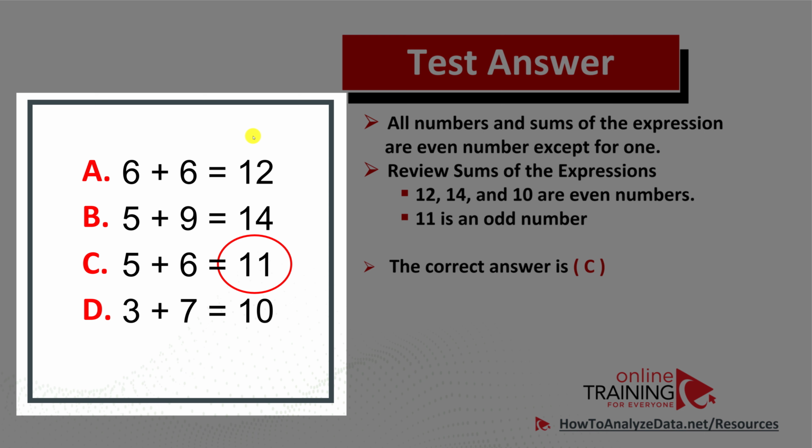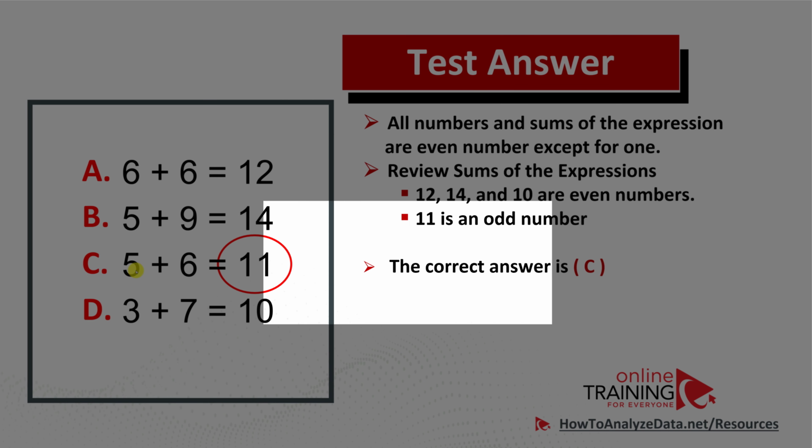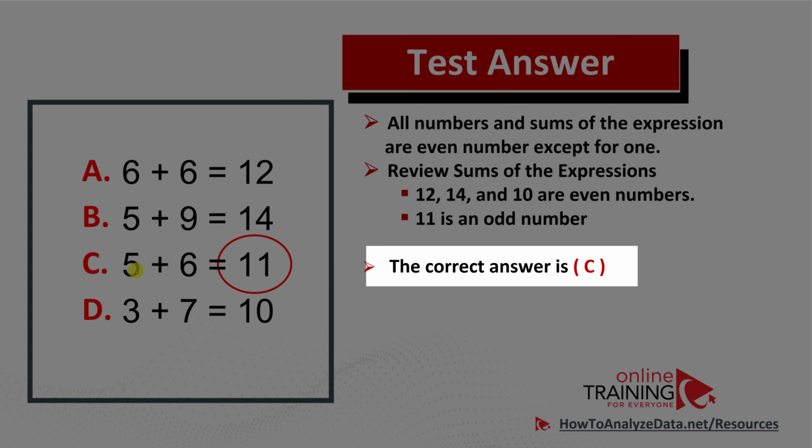First, let's look on the right side of the expression. You see that the 12, 14, and 10 are all even numbers, and 11 is the odd number, so that should give you some clues. If you look on the left side of the expression, you see that 6 plus 6 is the combination of even numbers, and you see that 5 plus 9 and 3 plus 7 is the combination of odd numbers. So expression C stands out because you have a combination of odd and even numbers in choice C. So the correct answer, as you might have figured out, is choice C.